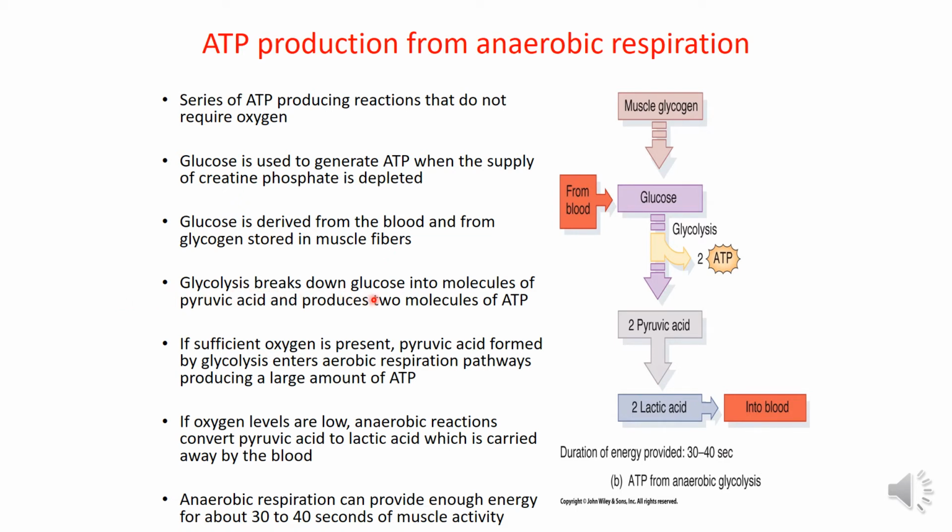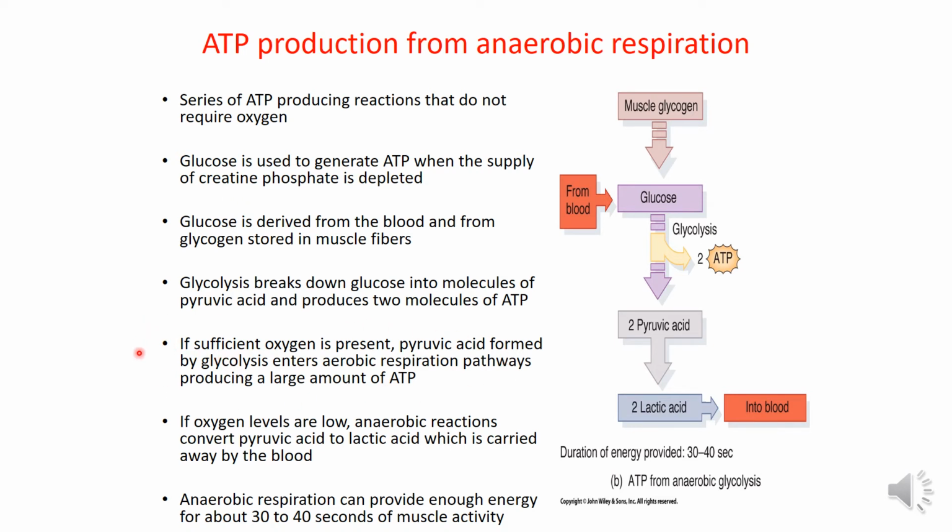Glycolysis breaks down glucose into molecules of pyruvic acid and produces 2 molecules of ATP. If sufficient oxygen is present, pyruvic acid formed by glycolysis enters the aerobic respiration pathways, producing a large amount of ATP.